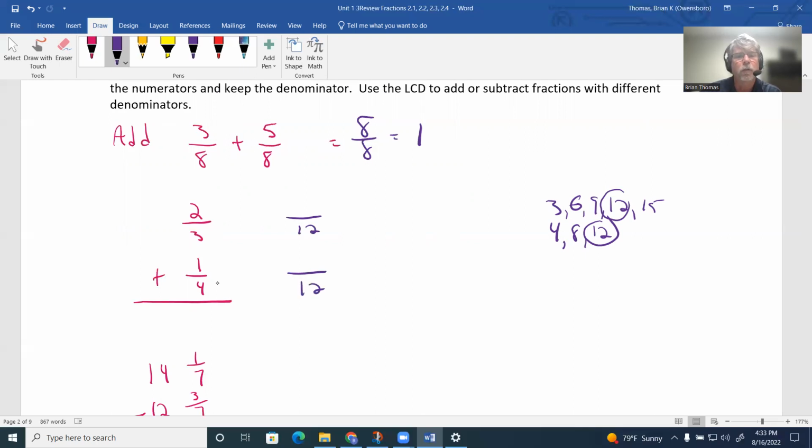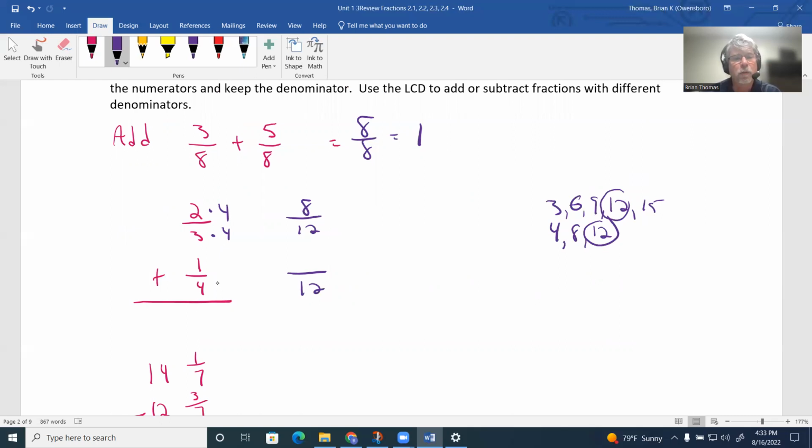And then what I got to do is multiply the numerator and denominator by the number that creates the 12. So this is what we call raising to higher terms. So I got to multiply the denominator by 4 and multiply the numerator by 4 because I need that 12. So 3 times 4 gives me 12 and 2 times 4 gives me 8. So what I'm doing is renaming the 2/3 to 8/12, which is an equivalent fraction.